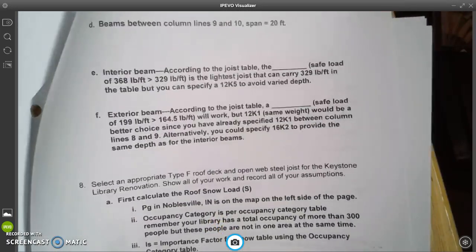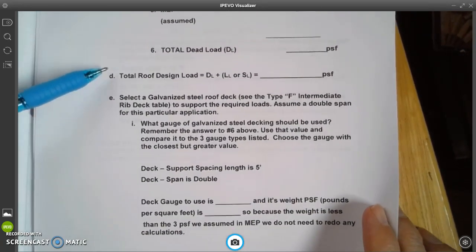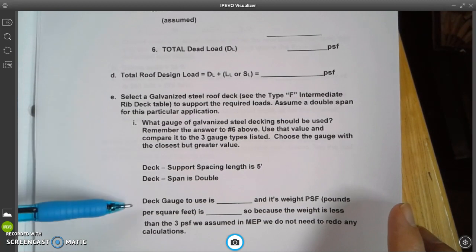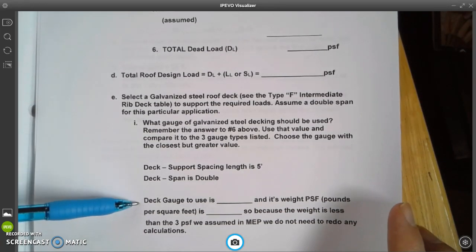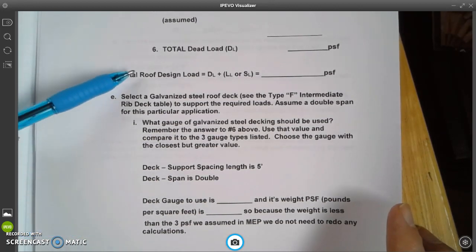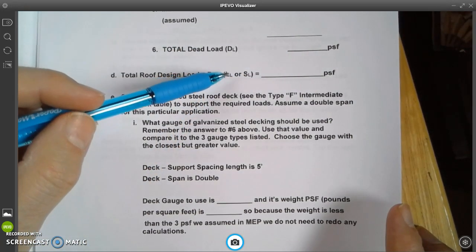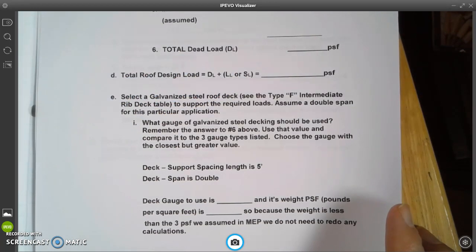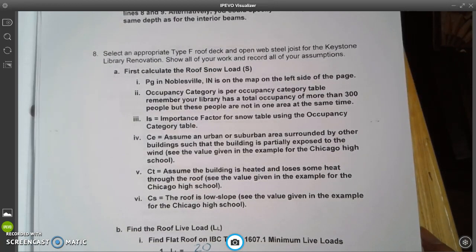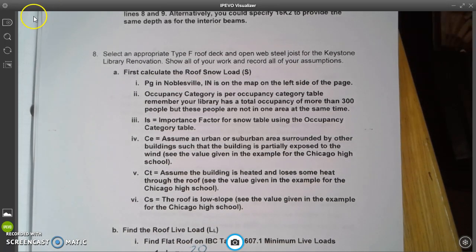On problem 8, you're going to do that very same thing for letters D and E to find out what deck gauge you're going to use and what its weight is. And prior to that, you're going to decide what you need to do with this calculation here. Remember, this value right here is the dead load plus the live load or the snow load from calculations from this page right here. It's going to be either 20 or whatever your snow load calculation comes out to be in your engineering notebook. So I'll let you guys work on those.